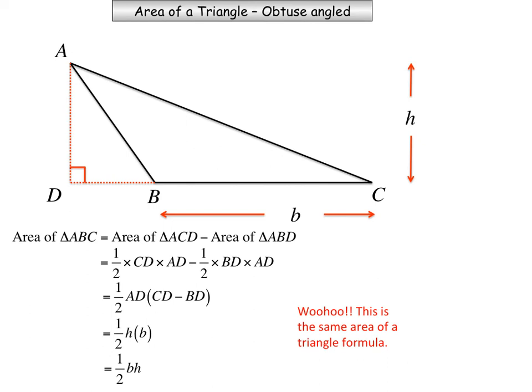So there we have it. We end up getting the same area formula for our triangle as we did with a right angled triangle and an acute angled triangle. So it's the same: a half times base times perpendicular height. Remember, it's the perpendicular height.